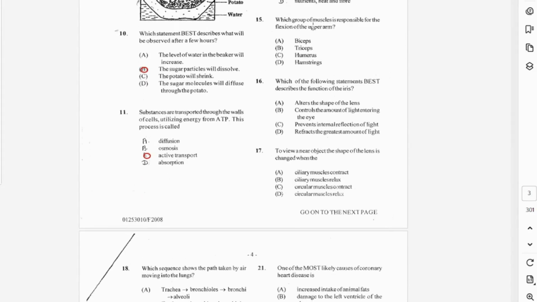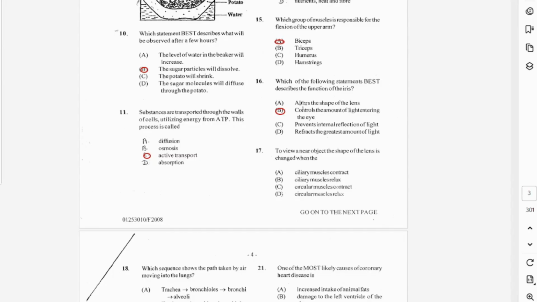So which group of muscles is responsible for the flexion of the upper arm? That answer is E, biceps. So when you're flexing is when you're showing off your muscle. That will be the muscle to the top, which is the bicep. You have 16. Which of the following statements best describes the function of the iris? Your answer would be B. It controls the amount of light entering the eye.